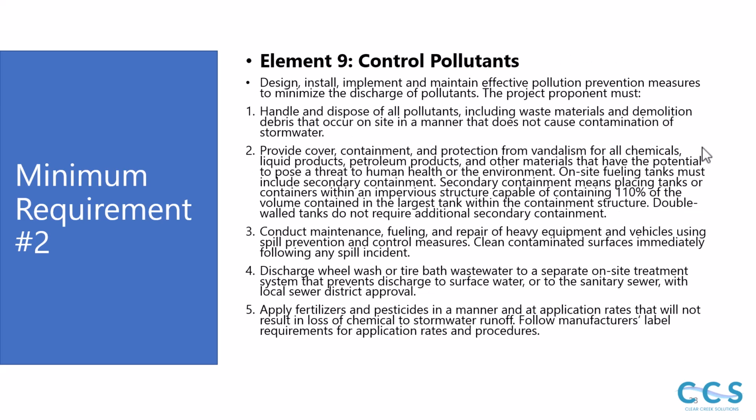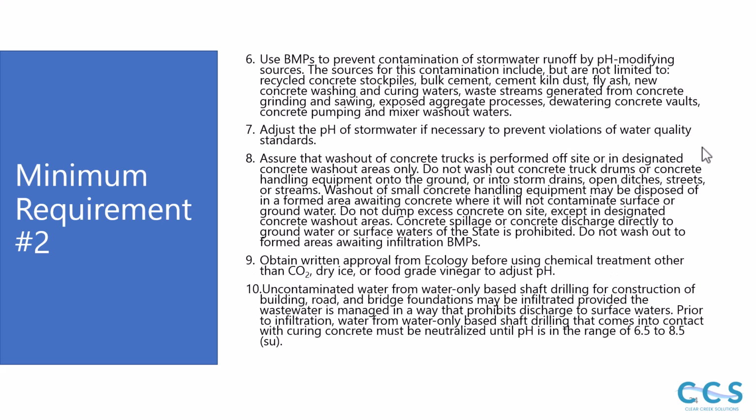And then element 9 is control pollutants. Design, install, implement, and maintain effective pollution prevention measures. Handle and dispose of pollutants, including waste materials and demolition debris. Provide cover, containment, and protection from vandalism for all chemicals, liquid products, petroleum, and so on. Conduct maintenance, fueling, and repair of heavy equipment. Discharge wheel wash or tire bath wash wastewater to separate on-site treatment. And apply fertilizers and pesticides in a manner and at application rates that will not result in loss of chemical to stormwater runoff. Follow manufacturer's label requirements for application rates and procedures.